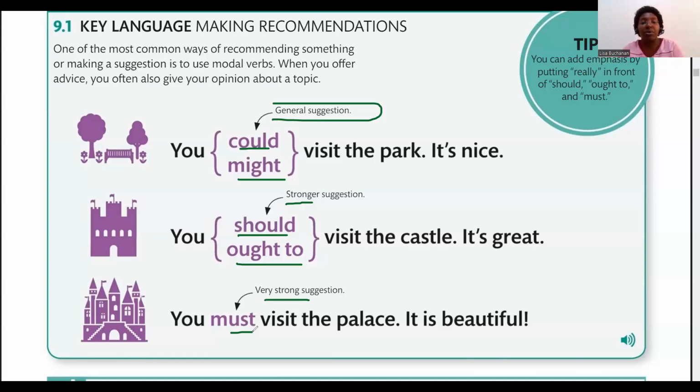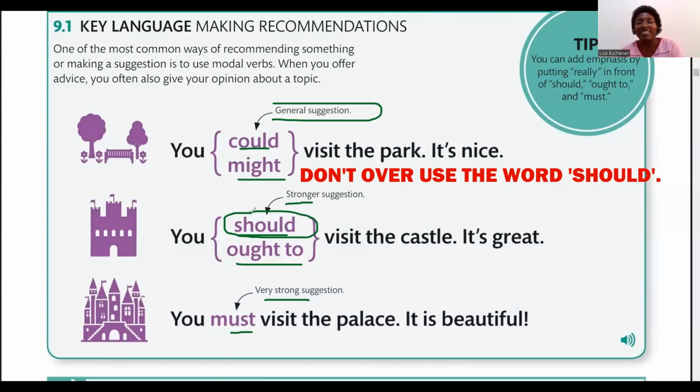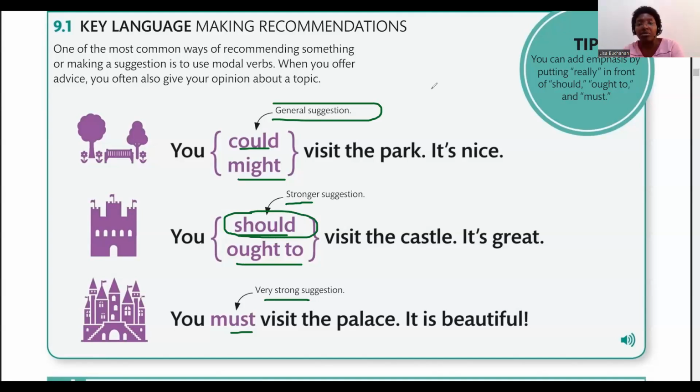I had a student who overused the word should when she was talking, and she has a husband who is a native English speaker, and guess what? He got annoyed by it because it seems like she was telling him what to do, this very strong suggestion after very strong suggestion. So we have to be careful. We have to make sure that we vary the modal verbs because sometimes we don't always want to come across as giving a very strong suggestion.